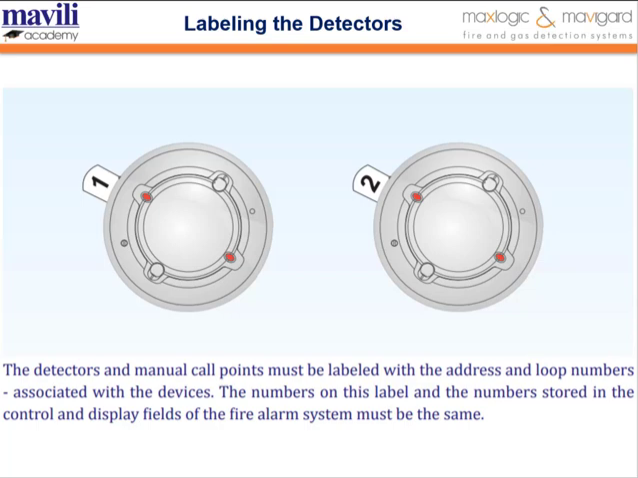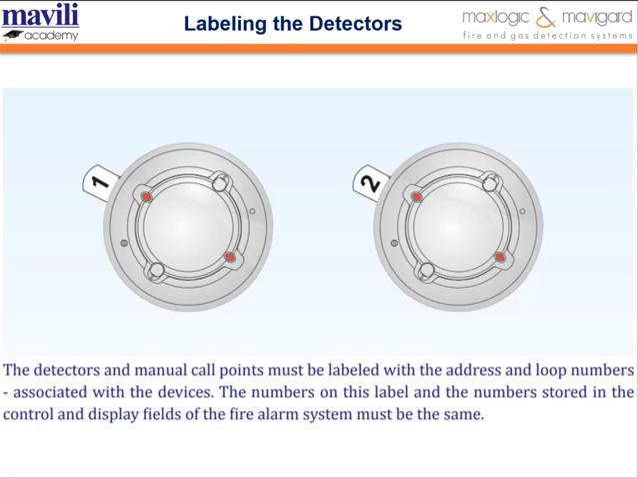In practice, this refers to the use of numbering labels. According to the updated version of this standard, addressable detectors and manual call points should be labeled with identifiers that indicate their system address. The number shown on the label in the field must match the number displayed on the fire alarm panel. For example, if a detector is defined as device 1 on the panel, the label attached to the detector in the field should also show 1. If another detector is defined as device 2, the label in the field should show 2 as well.